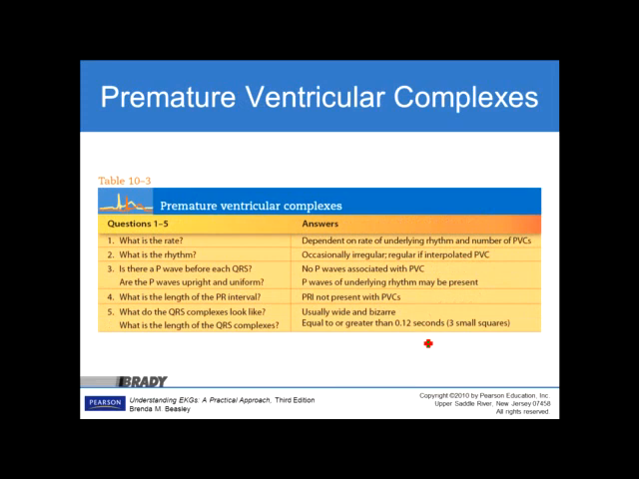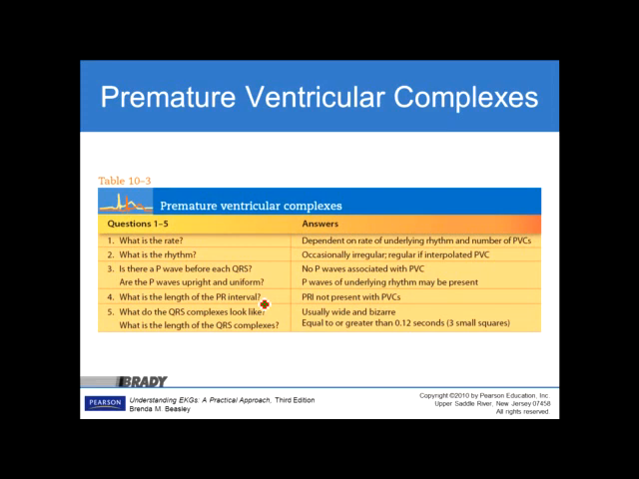So identifying a PVC. Again, we're going to look at the 5-step process. First, the rate. The rate is going to be dependent on the underlying rhythm and how many PVCs you have. If you have them just occasionally, it isn't going to adjust the rate so much. But if you're having the PVCs every other beat, that will adjust the rate greatly, especially if they are not perfused or do not produce a pulse.